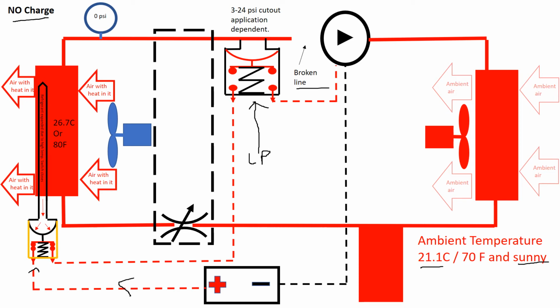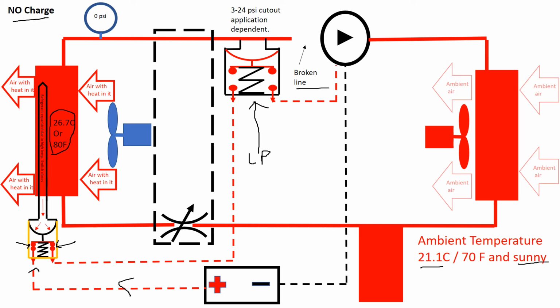Now, just like before, all the thermostat knows is that the evaporator temperature is too high at this point, and it wants the compressor to pump. So the circuit here is going to close. The thermostatic switch will close from the pressure inside the diaphragm pushing on the contact.